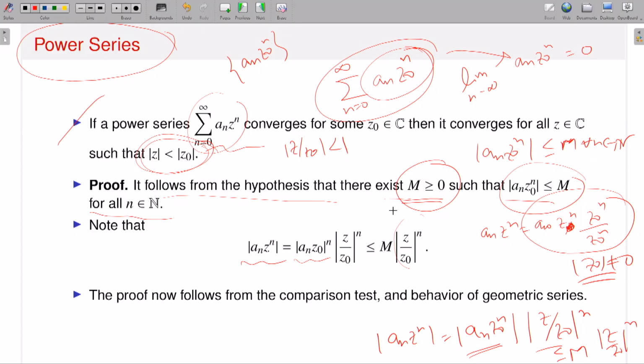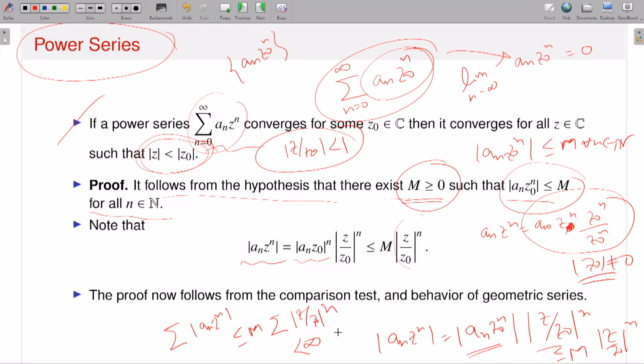Then if it is strictly less than 1, what can I say? I can talk about the comparison test, or Weierstrass M test. So therefore I can say that the sum over a_n z to the n is dominated by M times the sum over z by z naught to the power n, and since mod z by z naught is strictly less than 1, this is convergent, because it is the geometric series. This kind of series converges if mod is strictly less than 1. Since the right hand side converges, the left hand side converges.